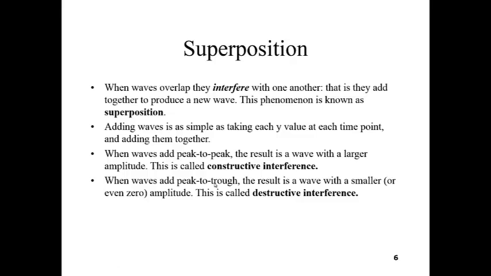Well, when waves overlap, they interfere with each other. That is, they add up together to produce a new wave. And this is a phenomenon called superposition. When we add them together, the simple way to do it is just to basically add them up. Kind of like adding up vectors, but in this case we're actually adding up every single point on the wave to another wave. So when you add peak to peak, the result is constructive interference. But when you add peak to trough, then the result of the wave is either a small amplitude or completely zero amplitude, and this is destructive interference.